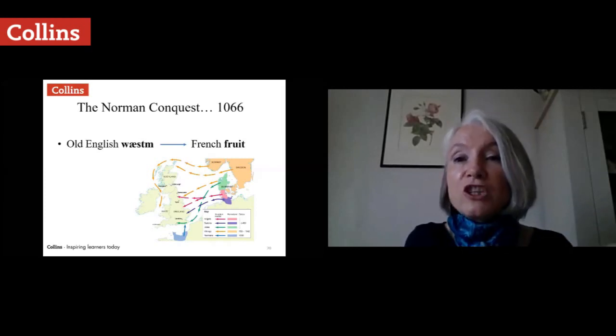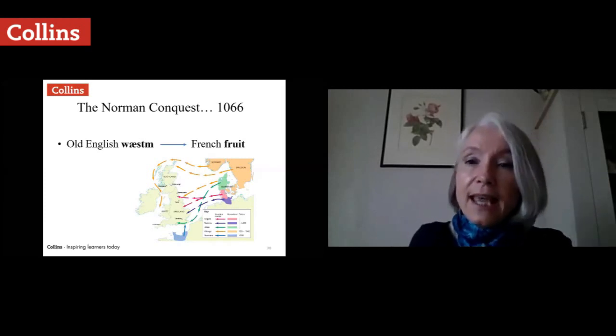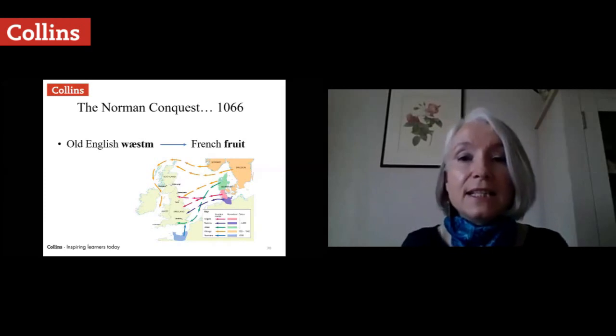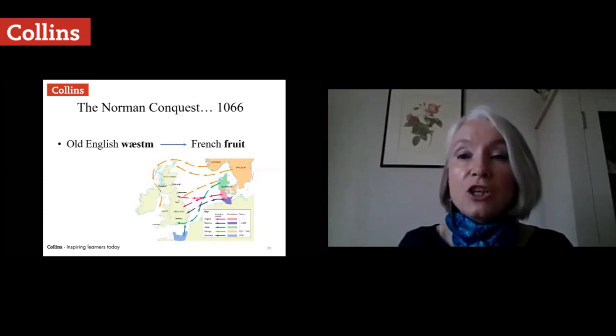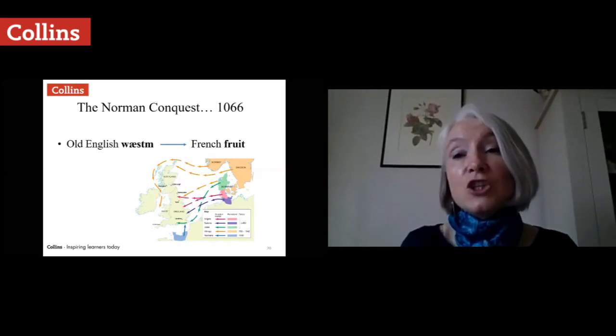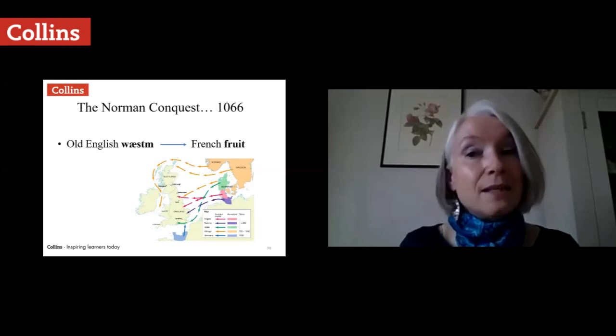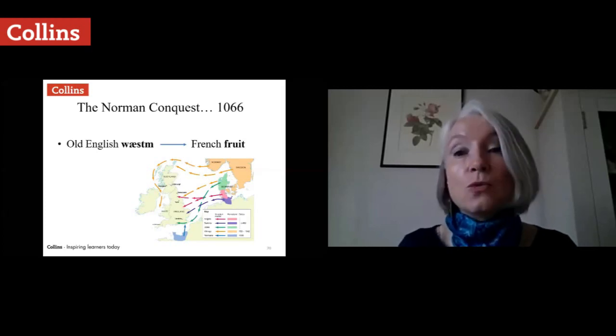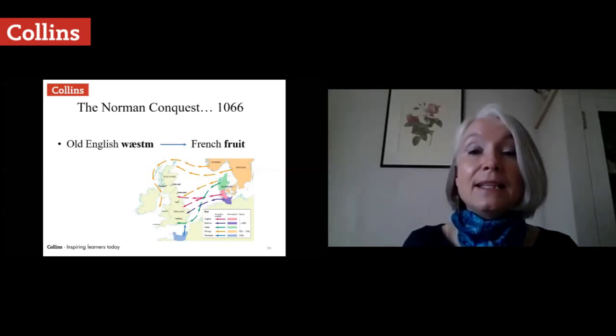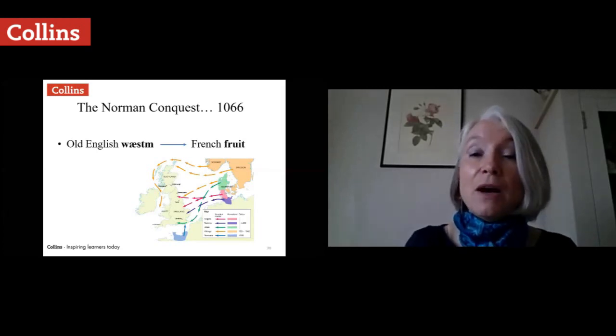So the Norman French came in, over the sea they came, and they conquered and they invaded, and lots of Old English words were pushed out of the language completely by the French replacement. So the Old English word for fruit was wastum, but we don't use wastum at all anymore. That's gone completely. It's been completely replaced by the word fruit.